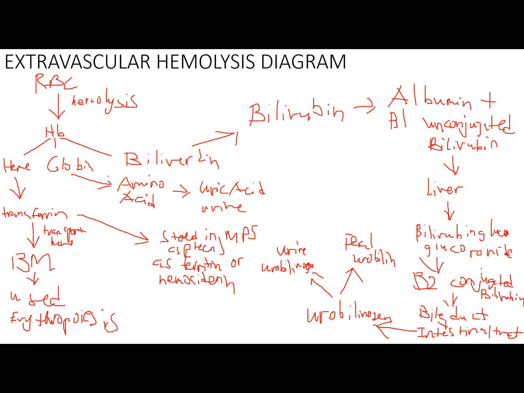And then yung globin part class would be further degraded becoming amino acid. Kasi di ba ang globin nyo, protein. And amino acid class would again be further degraded and to be filtered out in the urine as uric acid. Now, si biliverdin class yung medyo mahaba. Biliverdin would be converted to bilirubin. Albumin plus unconjugated bilirubin or yung B1 would go to the liver where it would be converted to become B2 or conjugated bilirubin by bilirubin glucuronide.